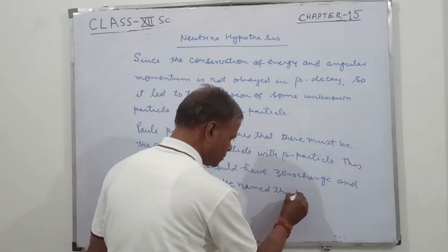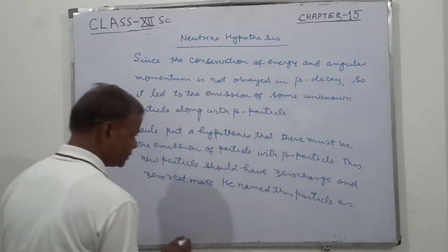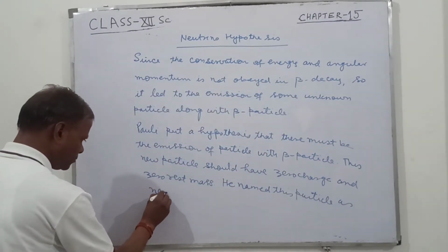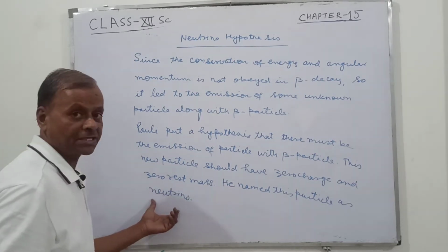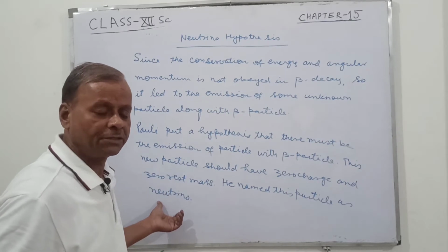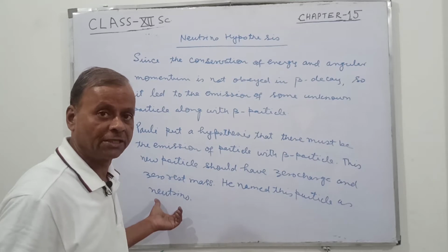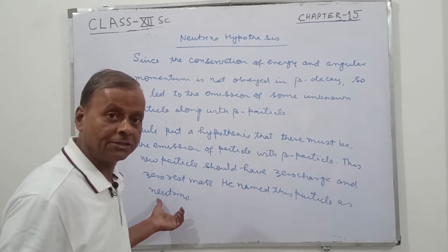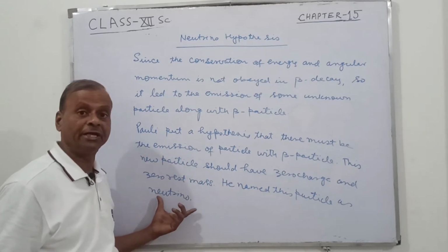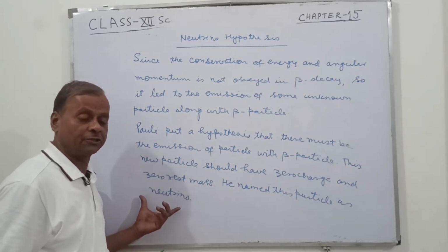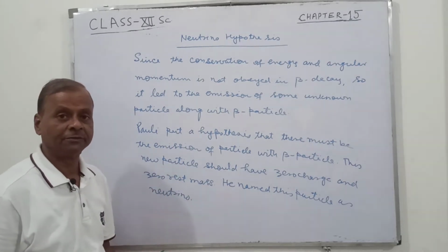Neutrino means just like neutron. This is not the neutron, but just like the neutron does not have the charge, the nil charge is there. So because of that, this particle should also be named in a like way, that this must be the neutrino, which has the zero charge and the zero rest mass.